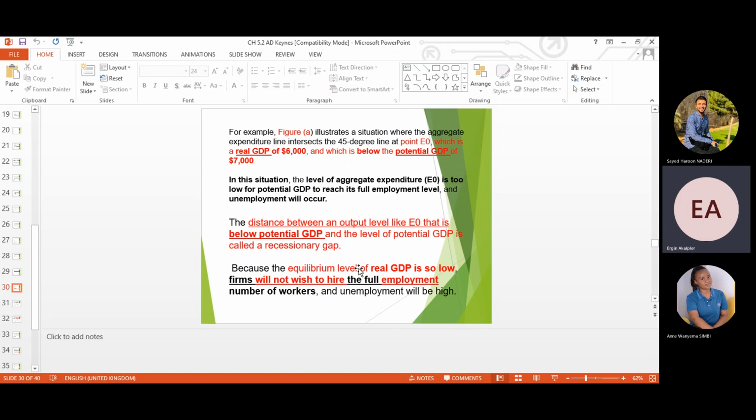And for example, figure A illustrates a situation where the aggregate expenditure line meets the 45-degree line at point E0, which is a real GDP of 6,000 and which is below the potential GDP of 7,000. In this situation, the level of aggregate expenditure E0 is too low for potential GDP to reach its full employment level and unemployment will occur. The distance between an output level like E0 that is below potential GDP and the level of potential GDP is called the recessionary gap. Because the equilibrium level of real GDP is so low, firms will not wish to hire the full employment number of workers and unemployment will be high.